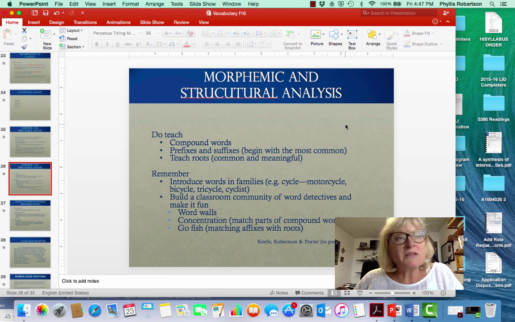You can also teach words in families, so think about the word cycle. It can be motorcycle, bicycle, tricycle, cyclist, cycling, cycled, right? And teach so that children again have multiple exposures to those same words.